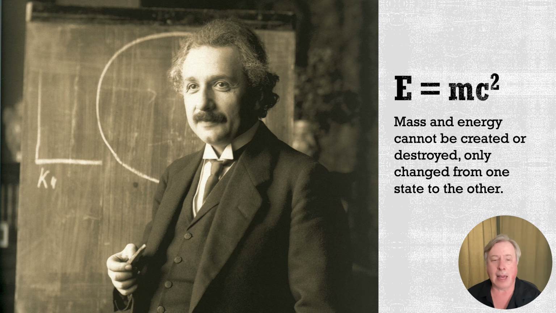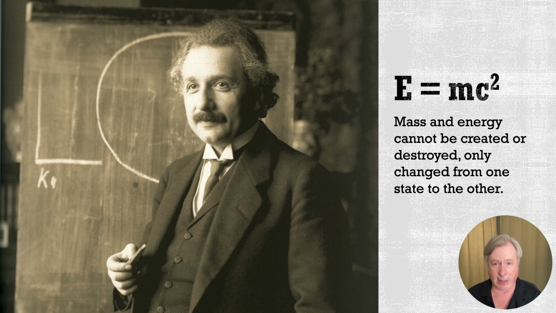In 1905, Albert Einstein published four important papers, the last of which explored the idea of mass-energy equivalence. You've probably heard E equals mc squared, where E is energy, m is matter, and c is the speed of light in a vacuum. In chemical or nuclear reactions, mass and energy cannot be created or destroyed. They can only be changed from one state to another.